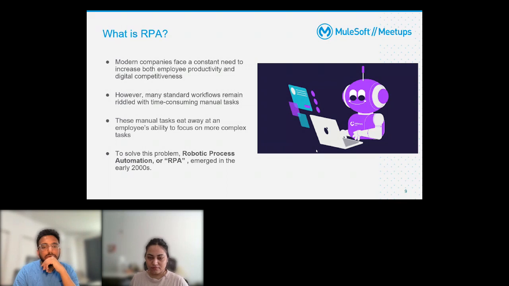But these manual tasks not only eat away our time, the ability to focus on the task is also really important. Whenever a task is done manually, you know that there can be human errors, right? We are humans, we make mistakes. So to solve this problem, there is a technology that emerged in the early 2000s, which is called robotic process automation. That is what RPA stands for. This is the reason why we use RPA technology: to automate the manual process.